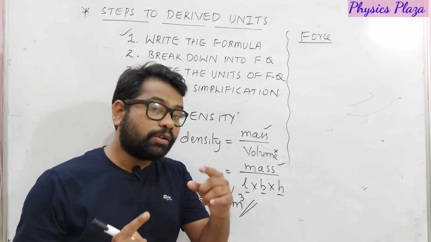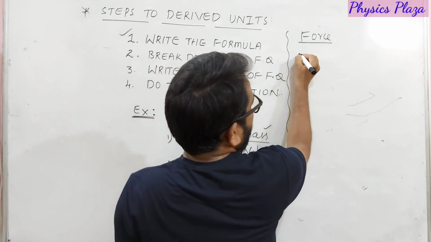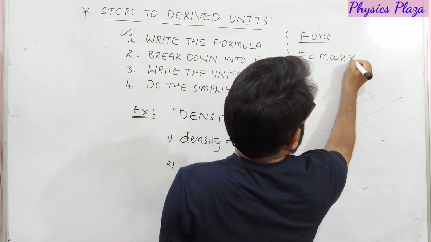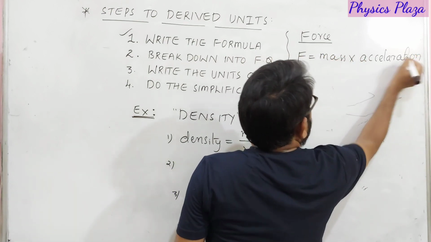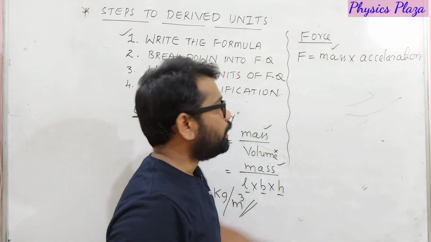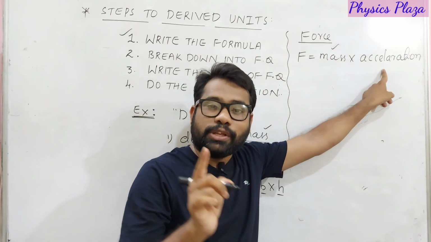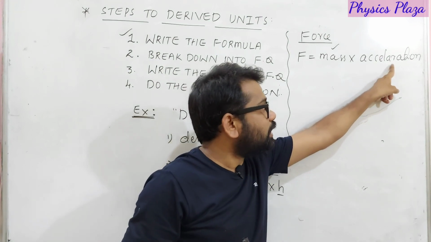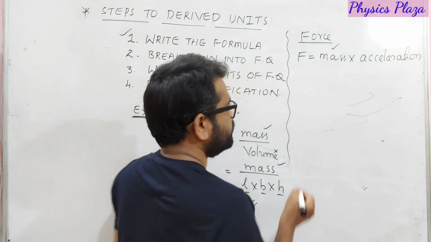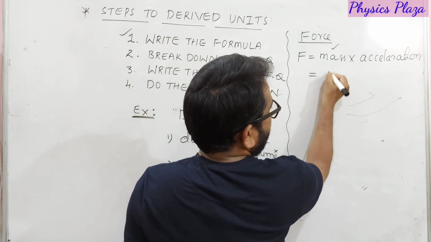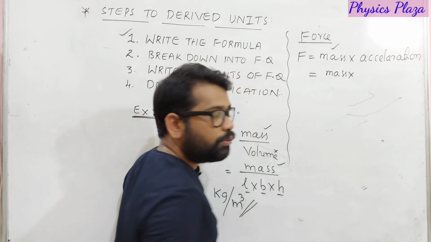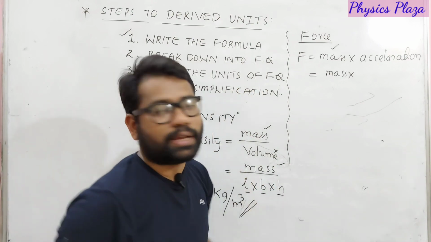First step, we have to write the formula. So here force is equal to mass into acceleration. Here mass is a fundamental quantity, but acceleration is not a fundamental quantity. So we have to break down the acceleration into fundamental quantities. Mass we can write as a symbol m. Acceleration is nothing but velocity by time.